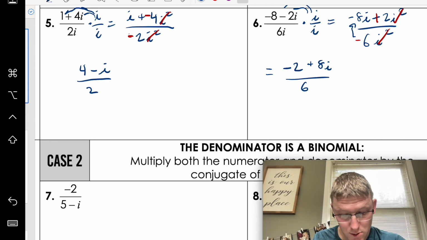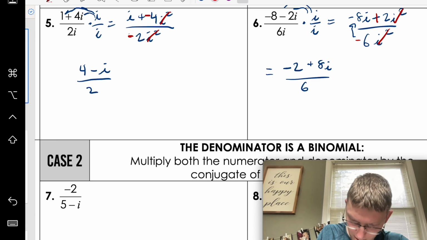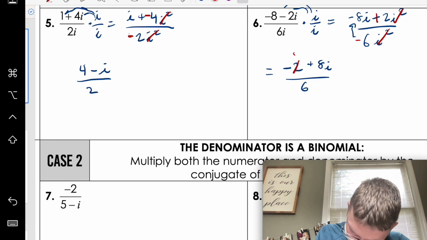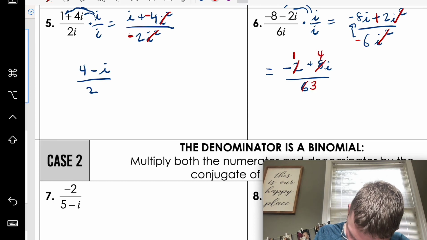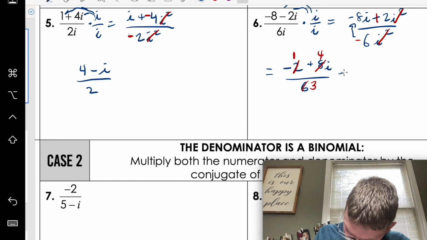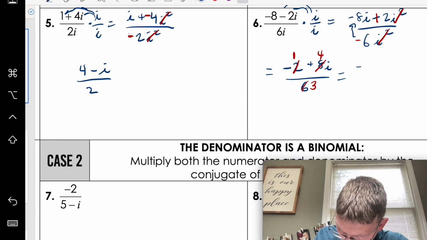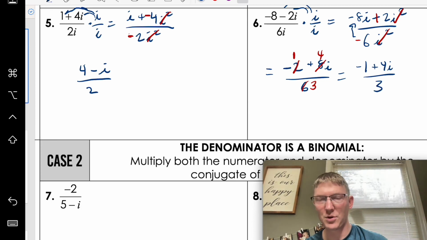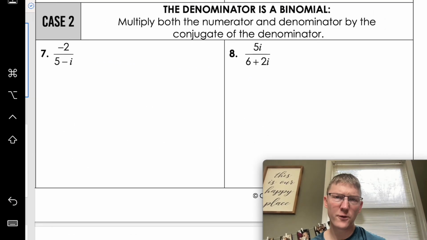I can pull a 2 out of all of those things again. So this is going to be 1, 1. This is going to be 4, and this is going to be 3. So then what we have left over is negative 1 plus 4i all over 3. So there you go.